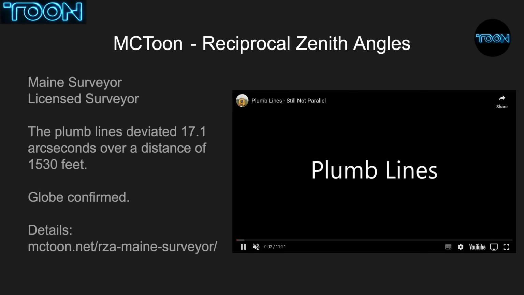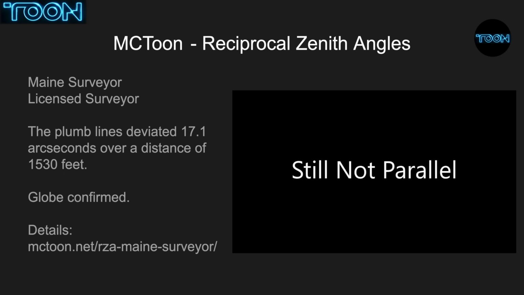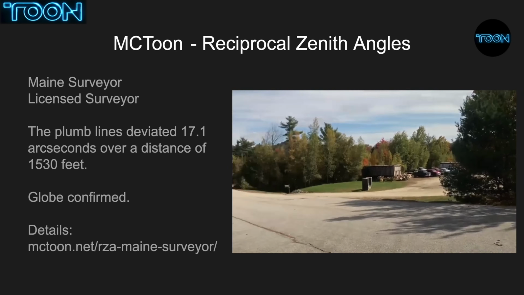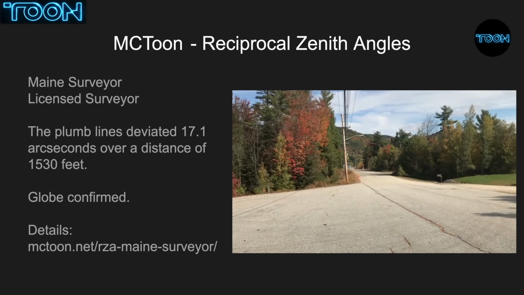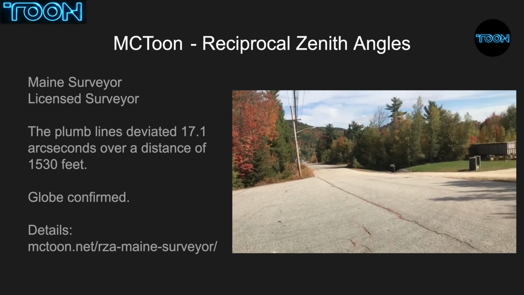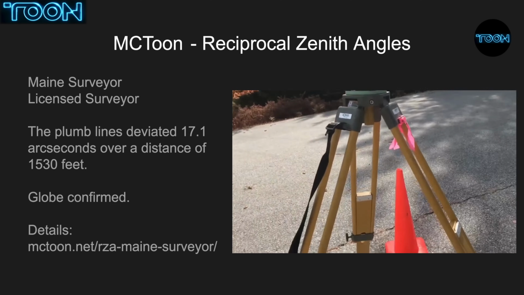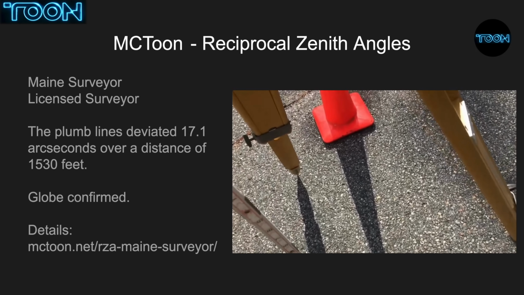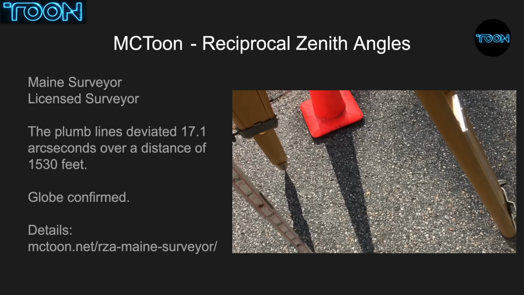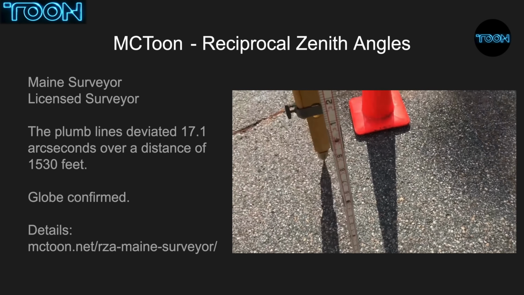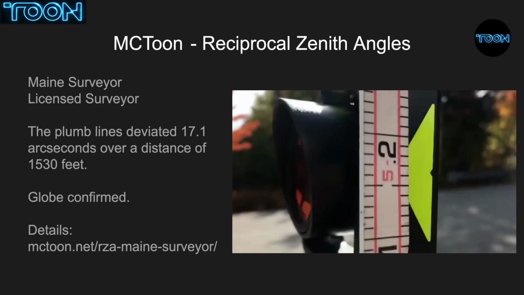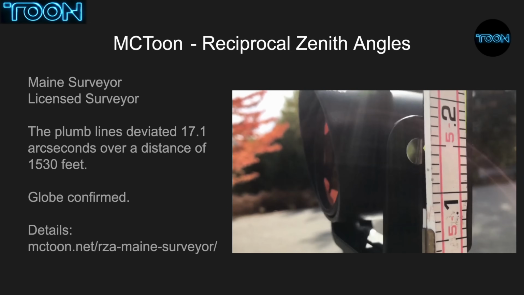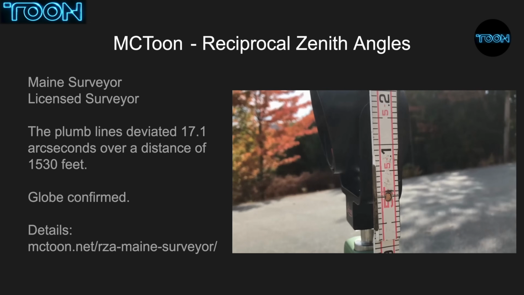Another friend of mine, the Maine surveyor, lives in Maine, did this multiple times in a row at a location here, 30 feet apart. This is where he did it, down that hill, so it's a slight difference in elevation, but like I showed, it doesn't change things. He measured 17.1 arc seconds, more than 180 degrees. The globe is confirmed. I have both of these on my website linked as well, mctoon.net, and just search for RZA or Reciprocal or just curve, mctoon.net/curve.